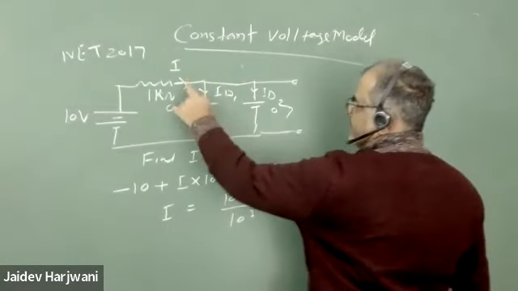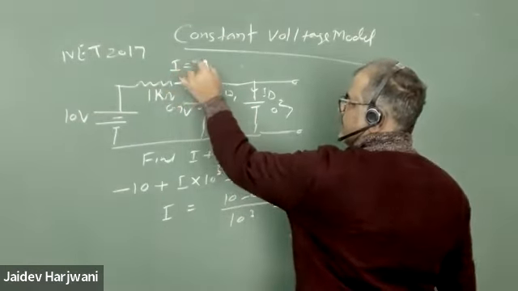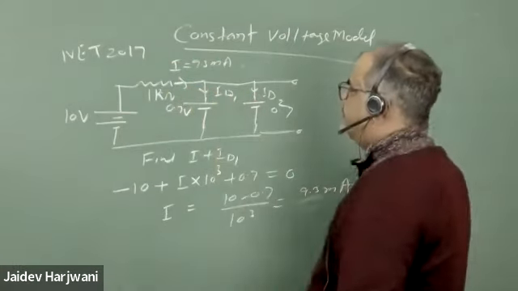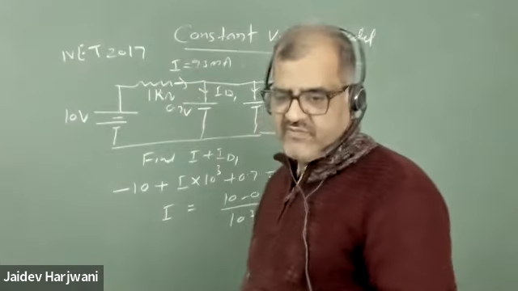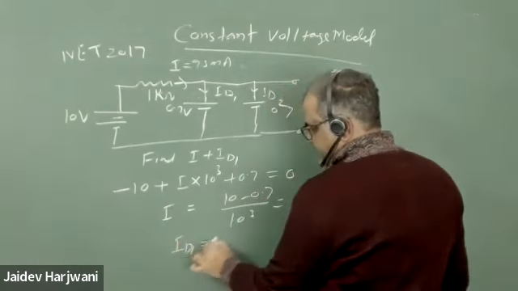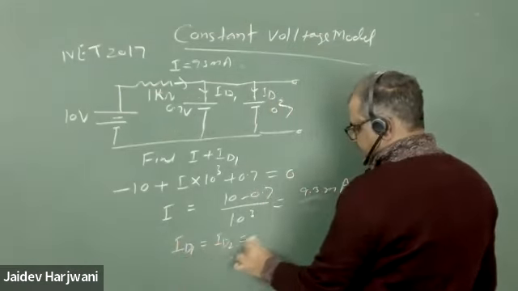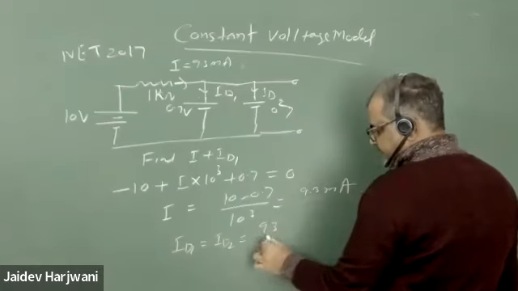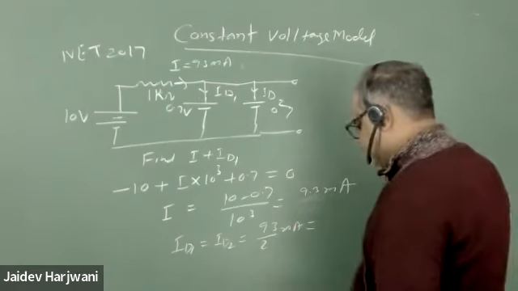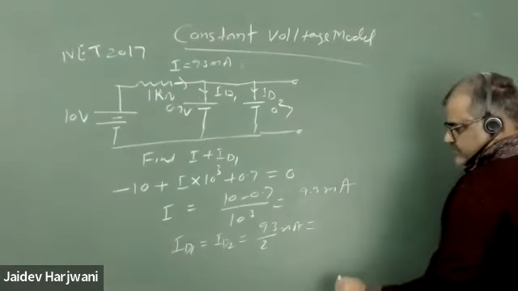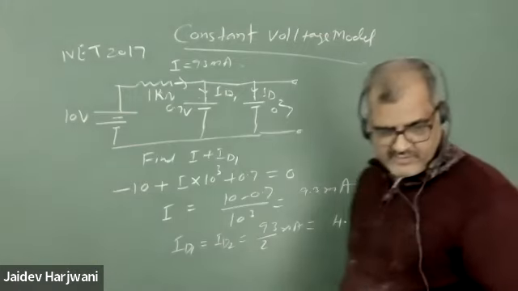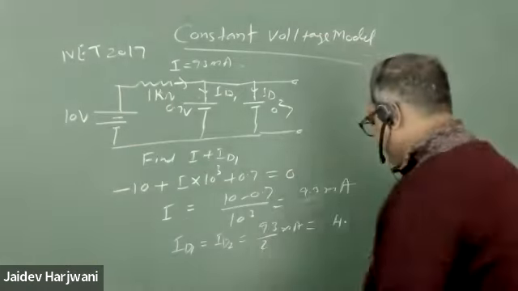So 9.3 milliampere current is coming here. Now this current is getting divided between two diodes. Because both of these diodes are similar, the current will divide equally. So ID1 and ID2 equal 9.3 upon 2 milliampere. If you solve this, how much will come? 4.65.